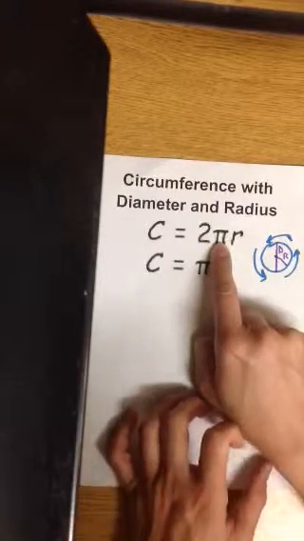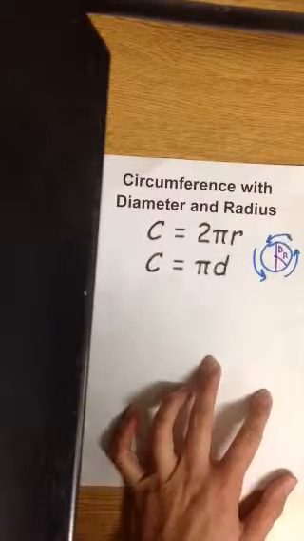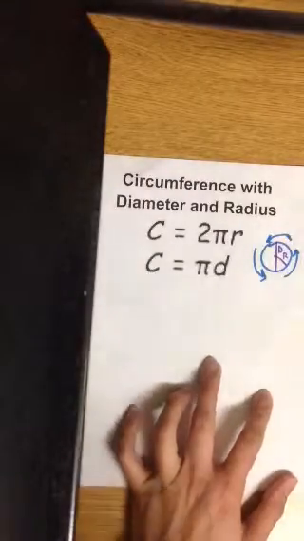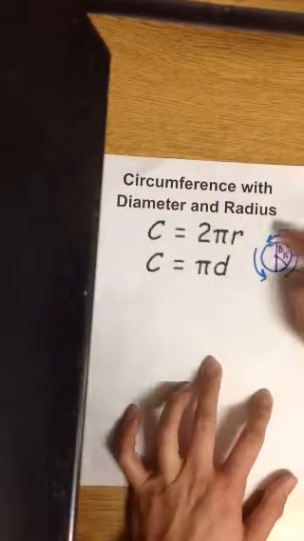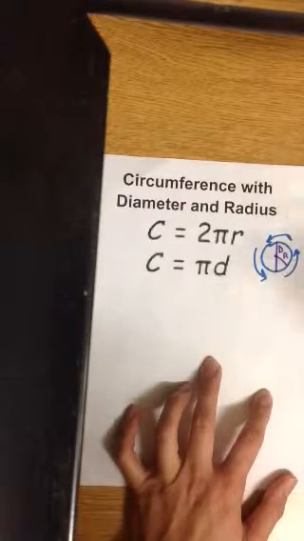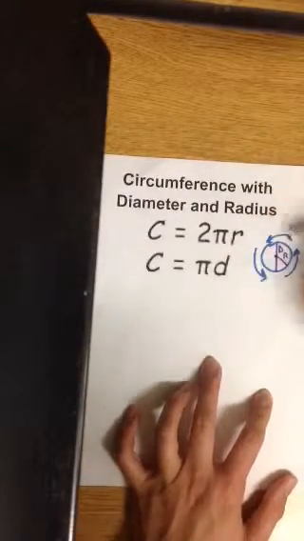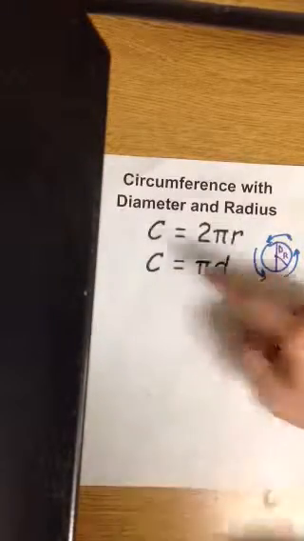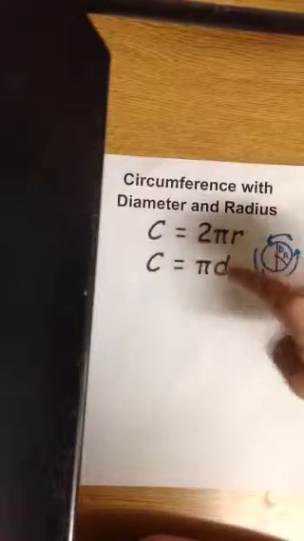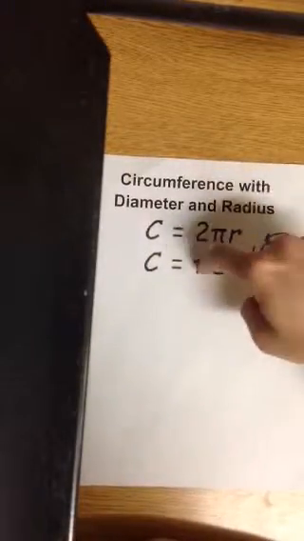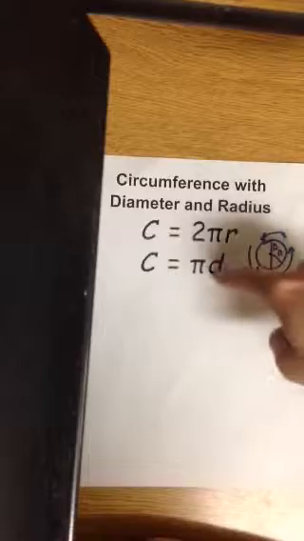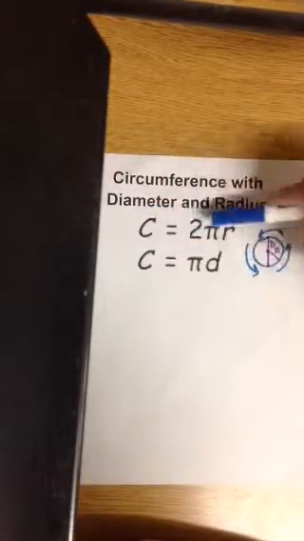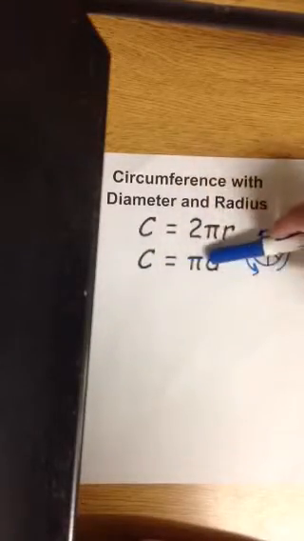What's pi again? Pi is saying that the circumference is about 3 times the diameter. It's a ratio between the circumference and the diameter. It's always going to be about 3.14, or in 6th grade, about 3. The circumference is always about 3 times the diameter. So the last one is C equals pi d, where pi is 3 and d is for diameter. So we have our two formulas: C equals 2 pi r, and C equals pi d.